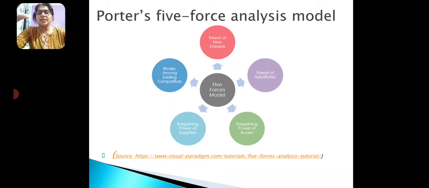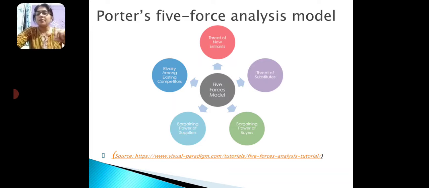So what is the threat of new entrants? Are there any chances that new entrants can come in easily? Then the competitiveness in the industry is higher, that means it is like a risk. Then threat of substitutes. If the industry has a lot of substitutes, so if not this product, people can shift to the other one. Then even that poses a great threat.